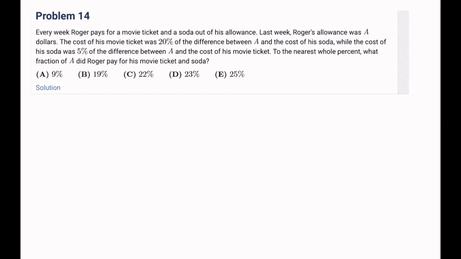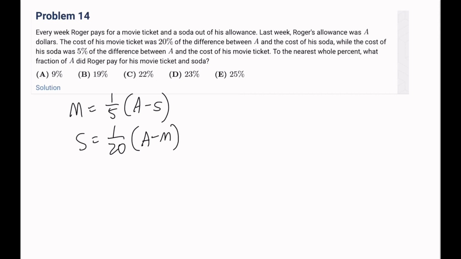Okay, so let's say that the cost of the movie ticket is M and the cost of the soda is S, right? The cost of his movie ticket was 20%, so 1 over 5, of the difference between A and the cost of his soda. And the soda was 5% of the difference between A and the cost of his movie ticket, right? And so we have two of these equations. Multiplying by 5 on both sides, 5M equals A minus S, and 20S equals A minus M, right?